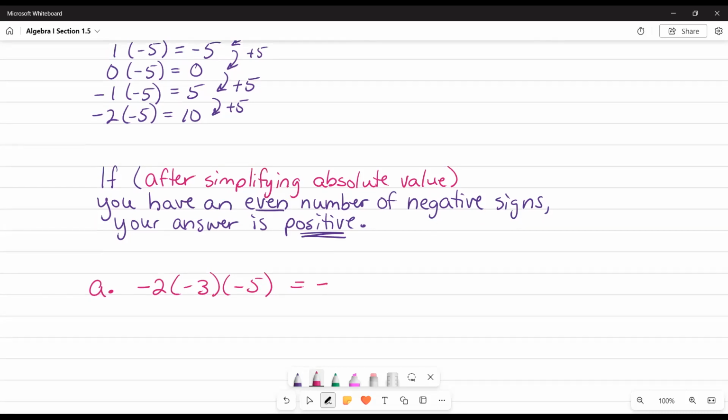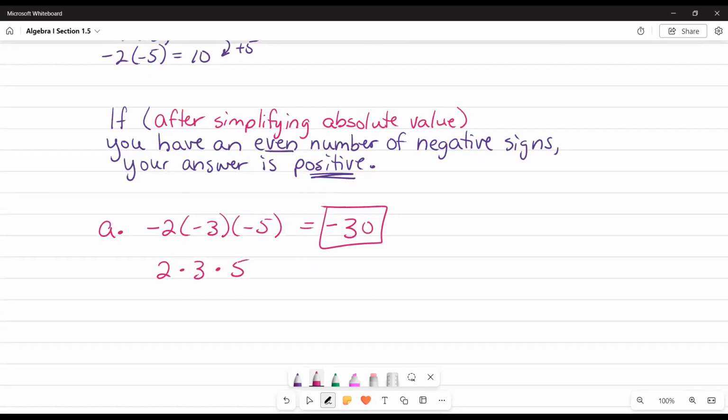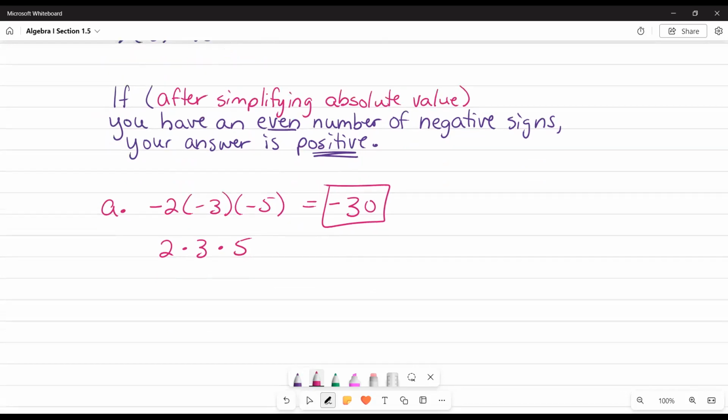So now we can ignore the signs and just do the math. 2 times 3 times 5 gives me 30. -30. There we go. Then it's just basic multiplication. Counted your negatives, you know how many you had, you're good. Let's look at another option here.